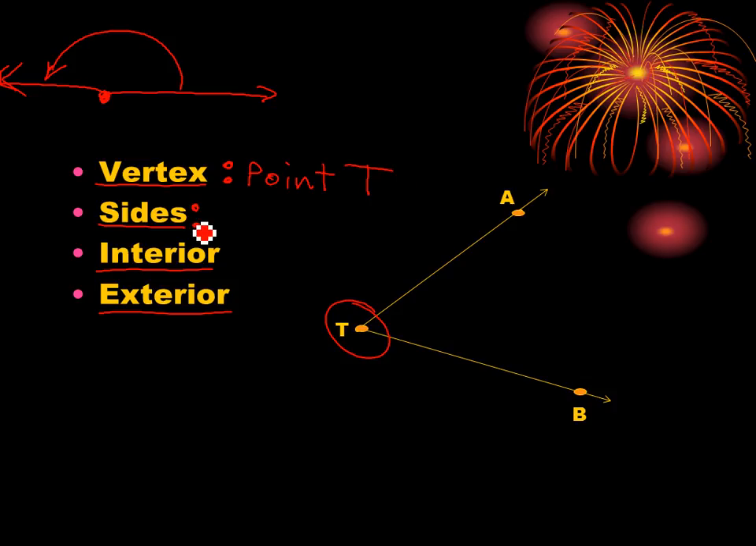What are the sides of an angle? We already said it. What are they? What is this over here? TA, what is it called? A what? A ray. So the sides here are two rays. One of them is ray TA, and what's the other one? Ray TB, good.